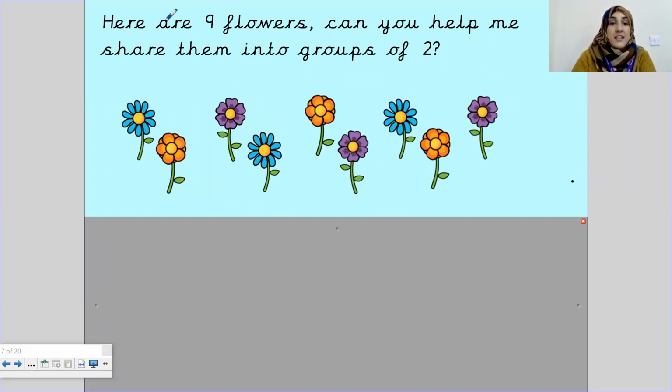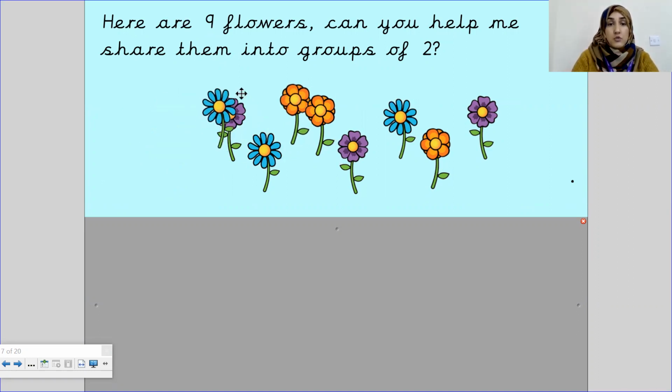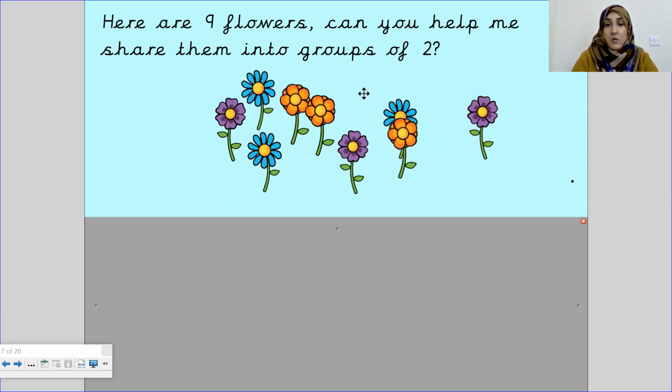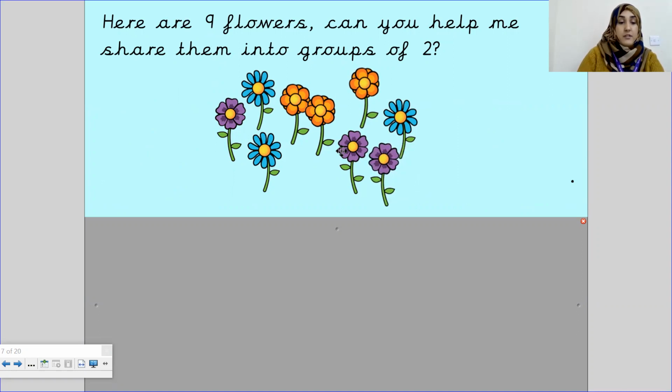Now, here it says, here are 9 flowers. Can you help me share them into two groups? Okay, I can do that. We can do that, can't we? Let's just move them up a bit and then let's draw two groups and see if that can work. That's easy enough. Okay, so I need to share them into groups. Oh, hang on a minute. It says groups of two. Oh, Miss Baig didn't read the question there. So make sure you read the question.